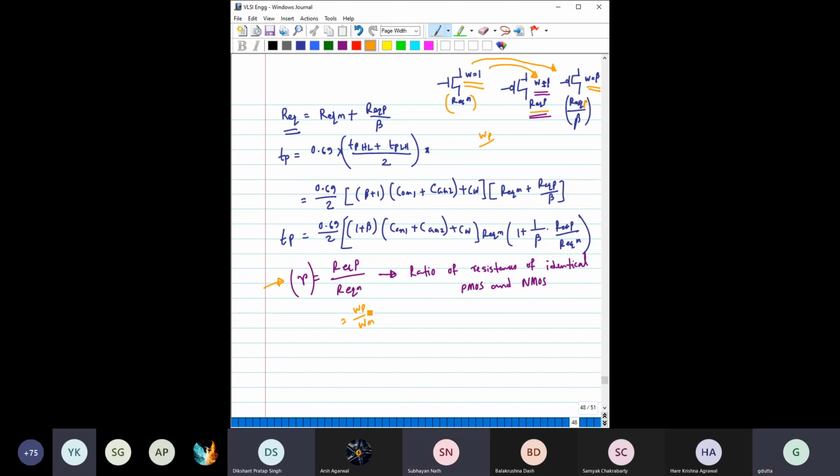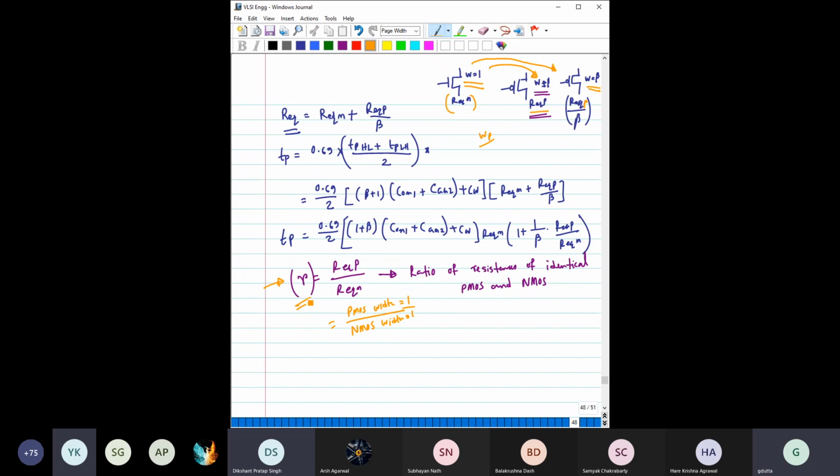I do not know why this part is not clear. See, this R equivalent P is when PMOS width is equal to 1, and this is when NMOS width is equal to 1. Isn't it right, Shubhayan? Yes, sir. Right. So what is this R then?